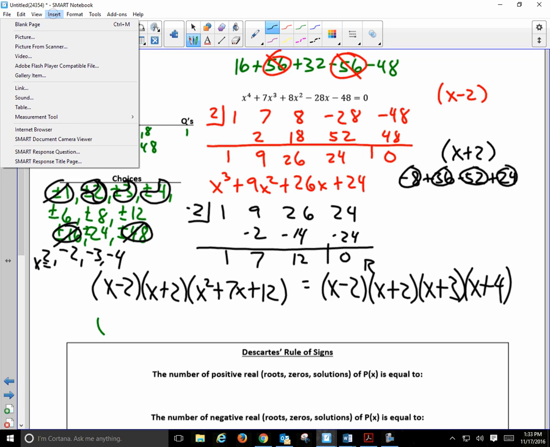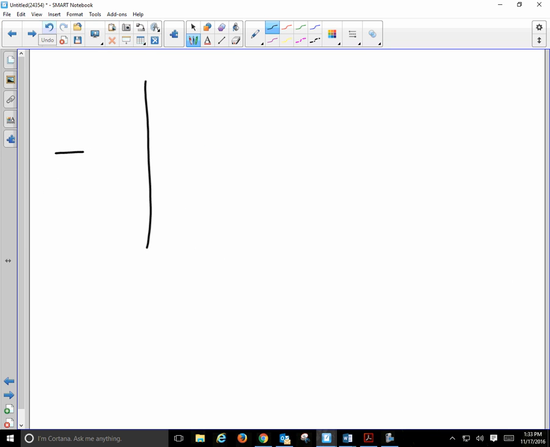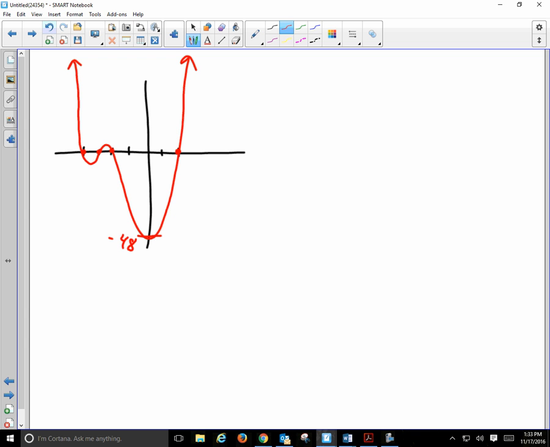In fact, because I think it's so much fun, I am going to quick sketch the graph. 1, 2, 3, 4, 1, 2. Crosses at -4, -3, -2, and 2. And the graph looks something like that. With a y-intercept, we even saw it in there, is going to be -48, isn't it? I mean, we've got a pretty good idea of the graph. So, pretty awesome, huh?